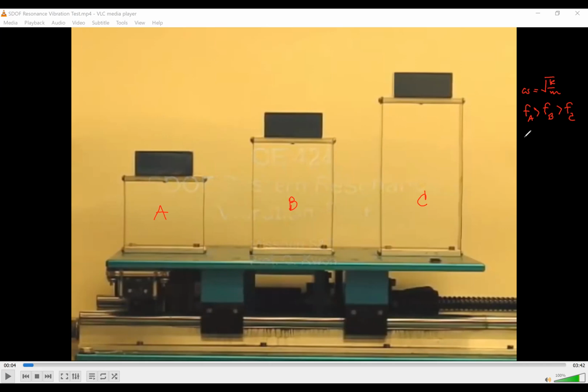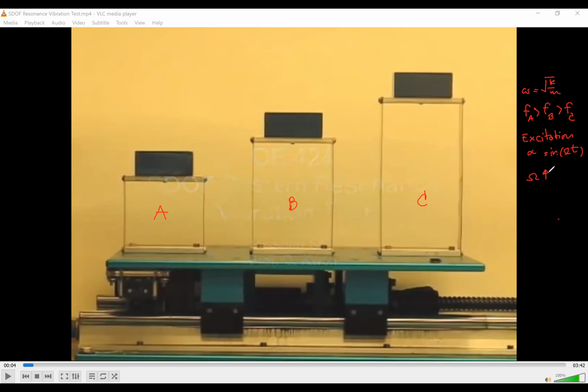The excitation could be a function like this, the excitation at the ground, a function of psi of big omega t. And they change the big omega, increasing and increasing from 0 to higher and higher. What we expect to see in this video is that we get a resonance.